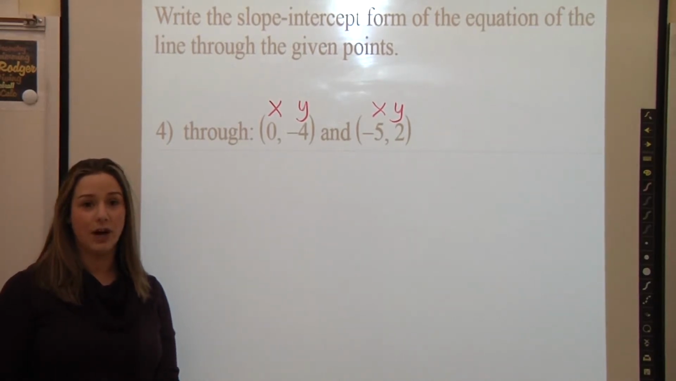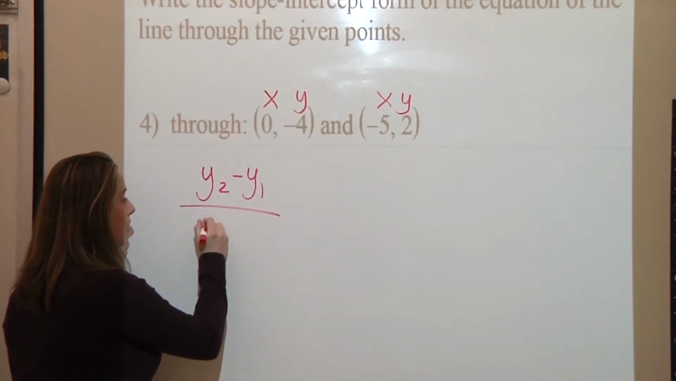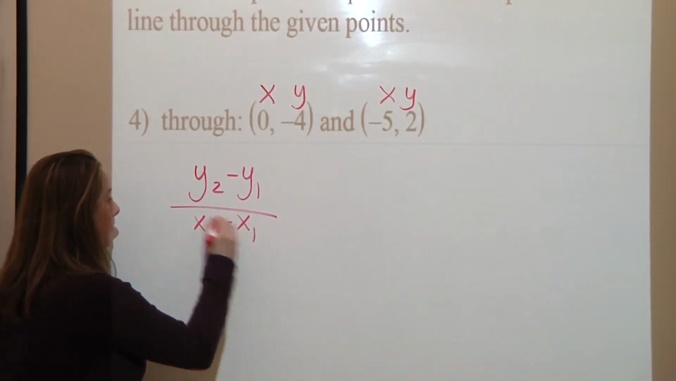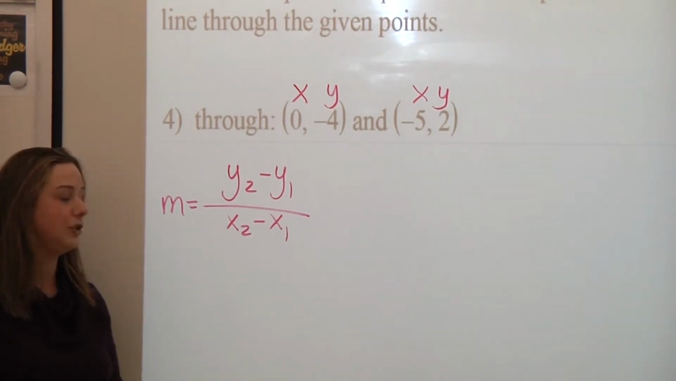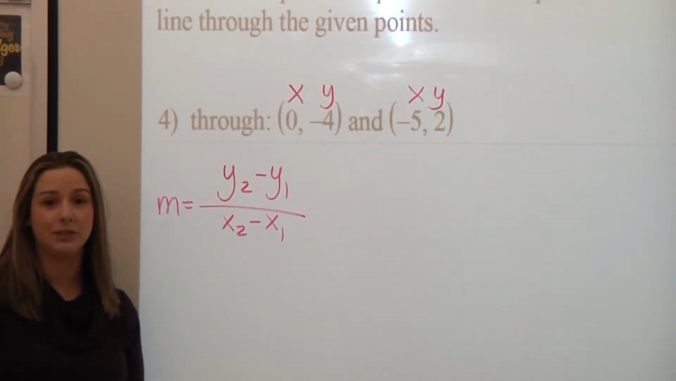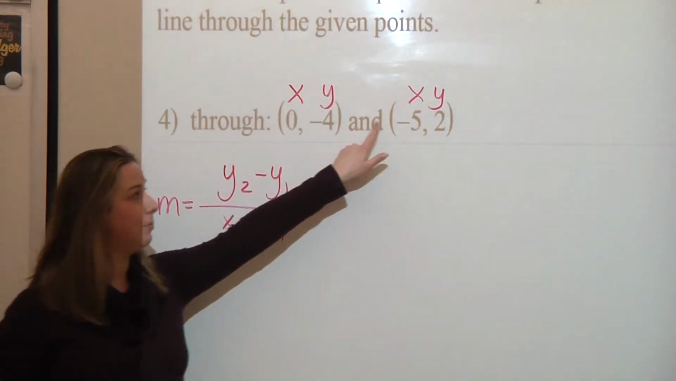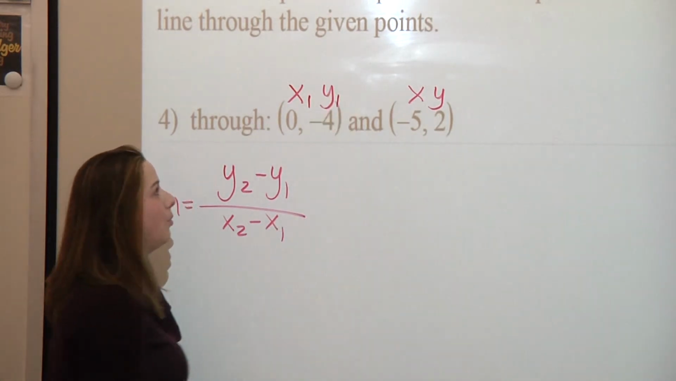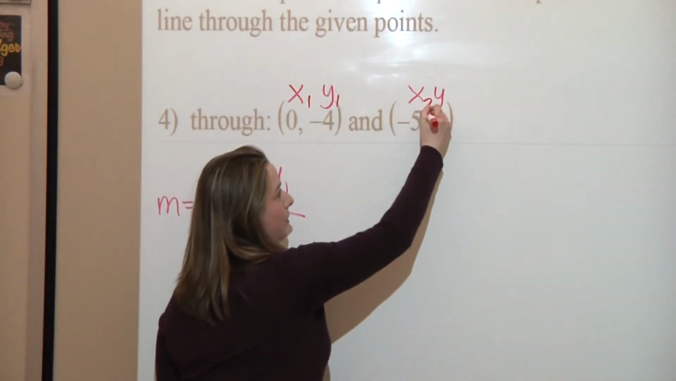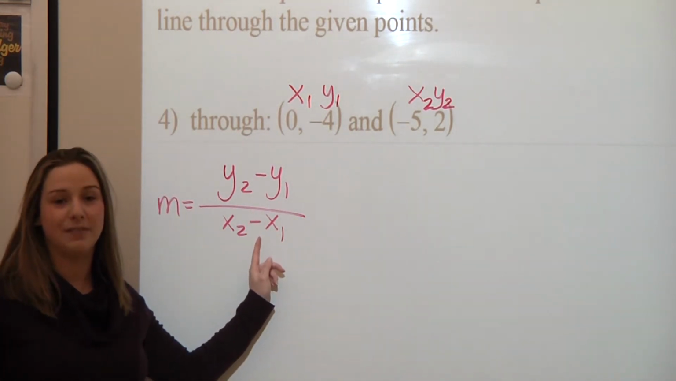Slope is rise over run. It's also y2 minus y1 all over x2 minus x1. This will help us arrive at what the slope is for this equation. So I'm going to denote these points with sub 1s and sub 2s. So these are both going to be with sub 1s, and these are both going to have sub 2s. Now I'm going to fill these in and find the slope.